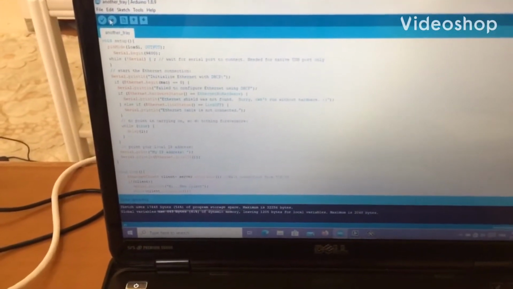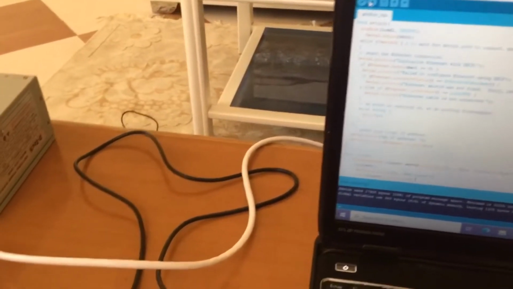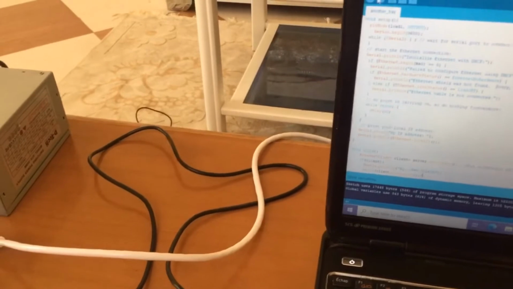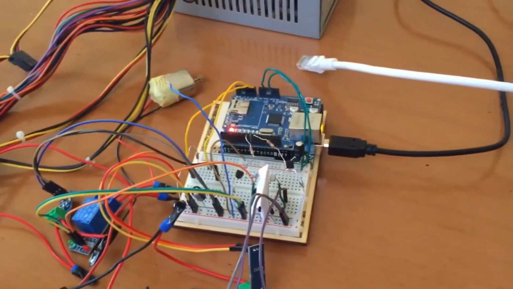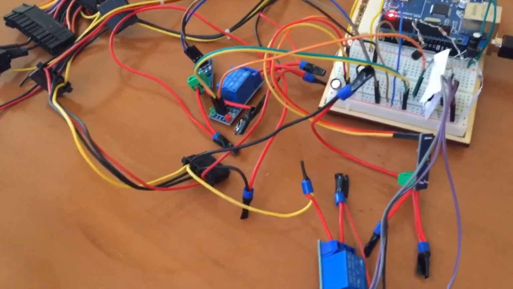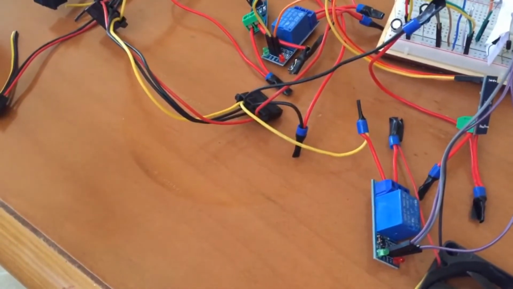Hello guys, here we are going to explain our project, which is smart metering using IoT. IoT stands for Internet of Things. Here we are going to use Ethernet Shield and Arduino and a simple circuit using current sensors and relays.